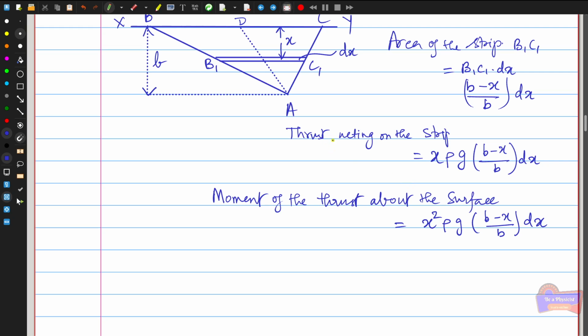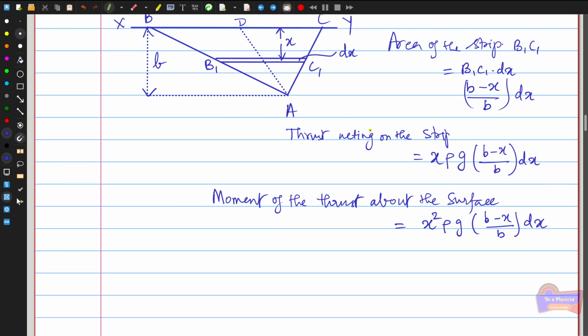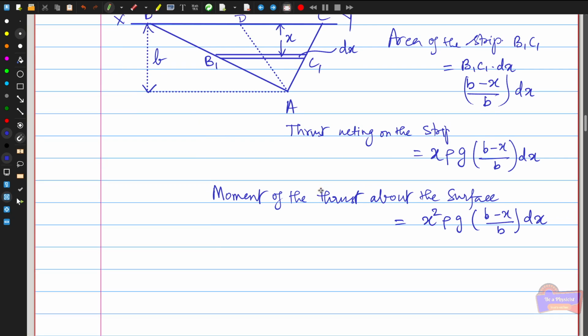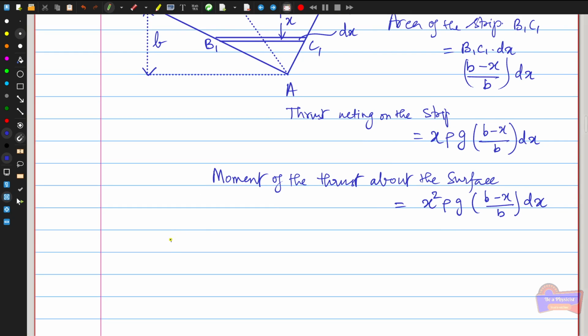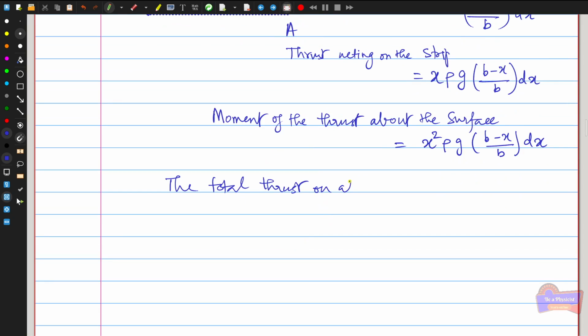So I know the thrust acting on the strip as well as the moment of the thrust about the surface, so that I can calculate the thrust as well as the moment of the entire triangle. I can just integrate these two equations with respect to the limit of 0 to b. Therefore, the total thrust on all the strips can be written as the integration from 0 to b of x rho g into (b minus x) divided by b into dx.